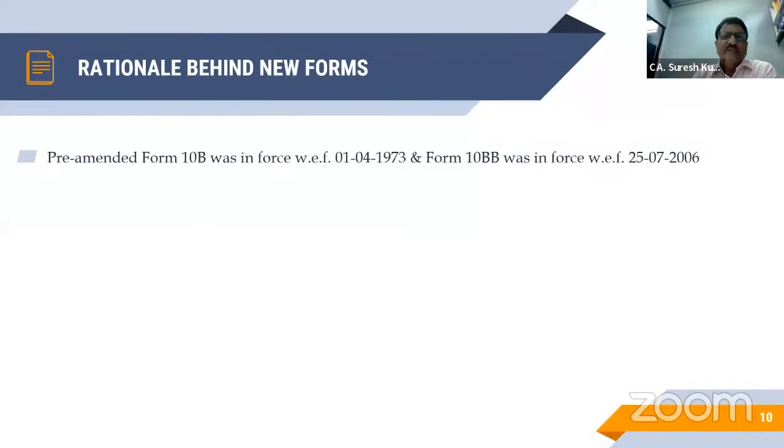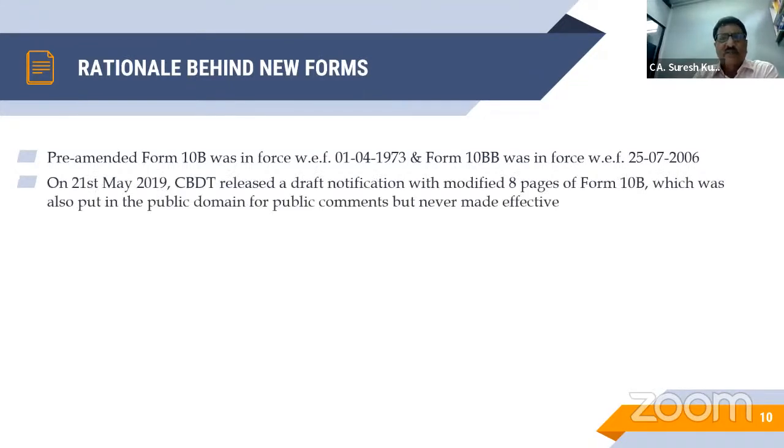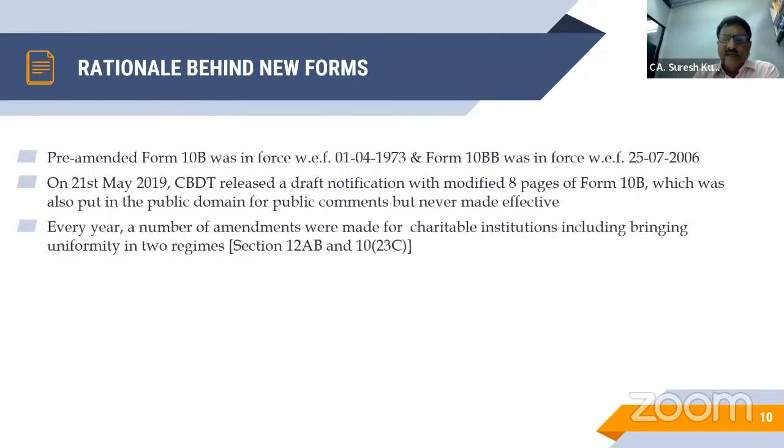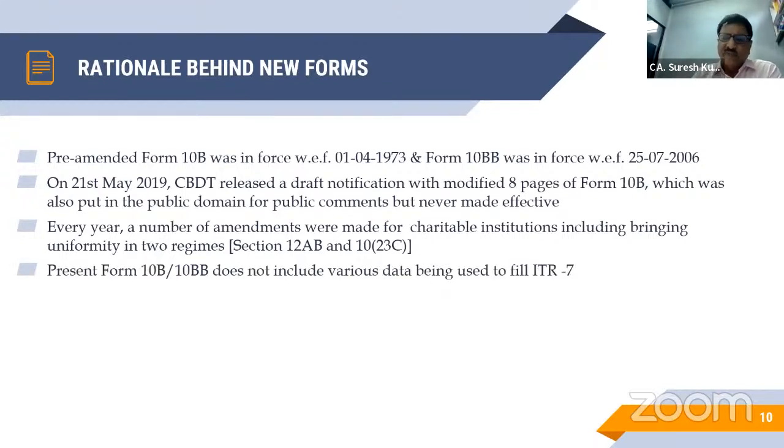As Tarunji and Manojji have said, this form 10B was first introduced in 1973 and 10BB was effective from 2006. And thereafter we see a lot of changes in the charity taxation, and the present ITR form, and the old 10B is not sufficient and does not have sufficient data to enable you to submit all the required details. And therefore, I think there is a rationale for this change in the form.